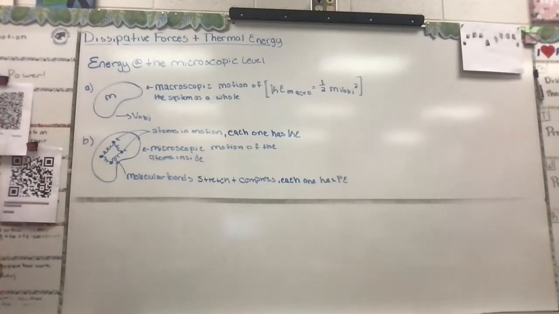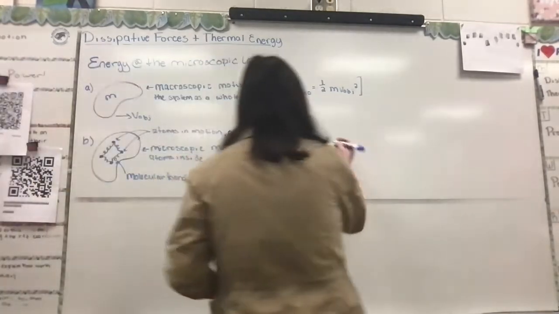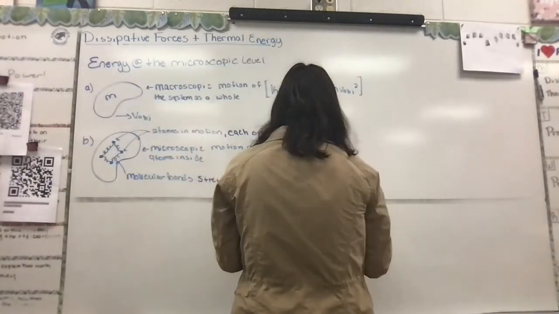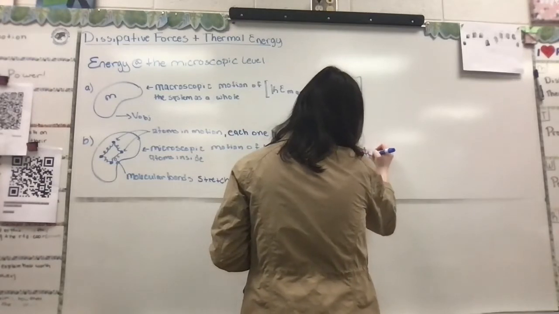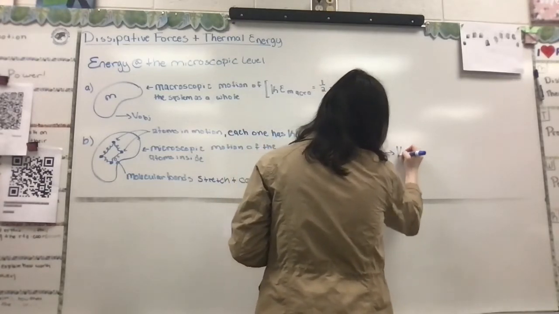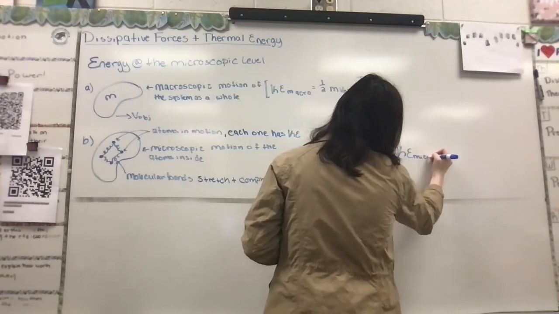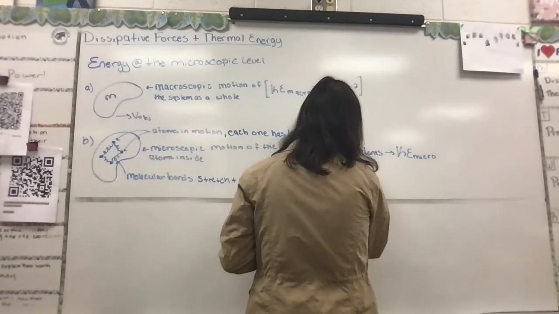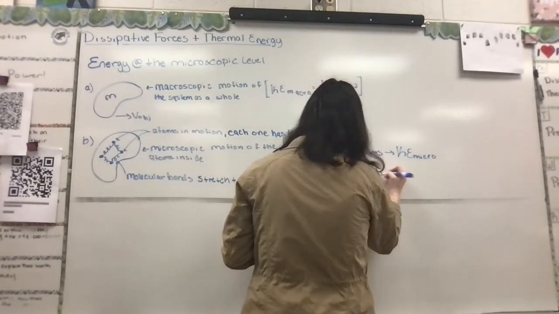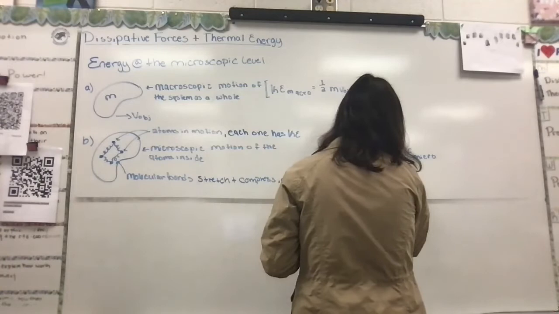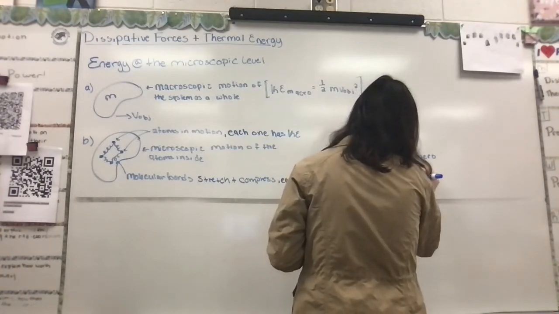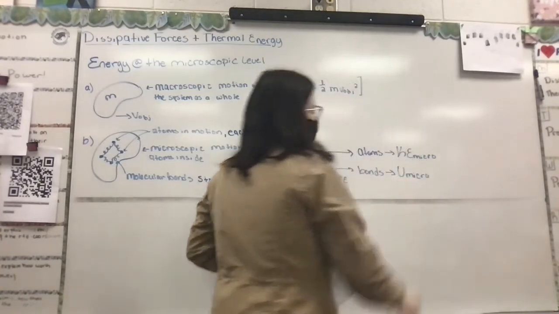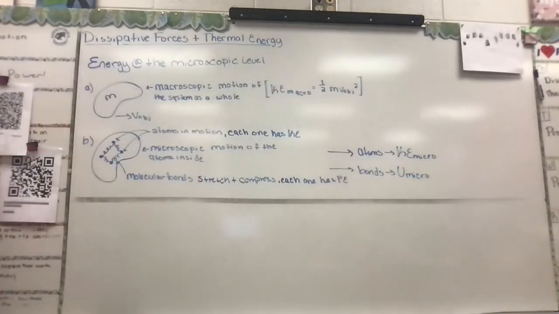So what we need to think about when we think about this microscopic model is that atoms have microkinetic energy, so K_e micro. And our bonds, what do you think we'll say our bonds have? If atoms have microkinetic energy, bonds have micropotential energy. And remember, we represent potential energy with a U. When we're writing it down, it's going to be a U.